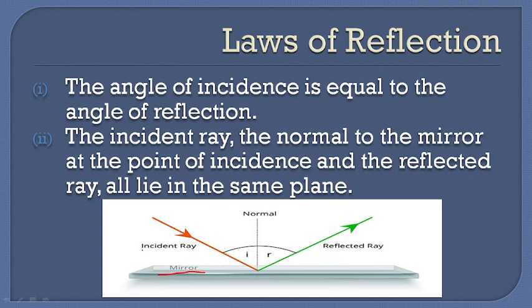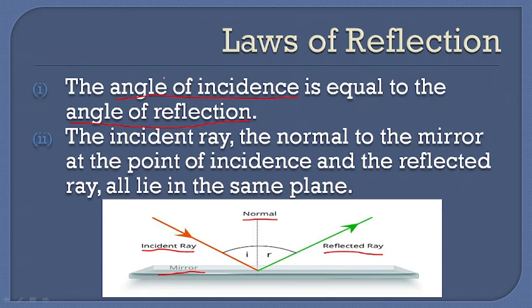This one is a mirror, and the ray of light that is falling on the mirror is known as the incident ray. This red one is known as the incident ray, and the light that gets reflected back is known as the reflected ray. A perpendicular to the mirror is known as the normal. This one is the normal, this is the angle of incidence, and there is one more, the angle of reflection.